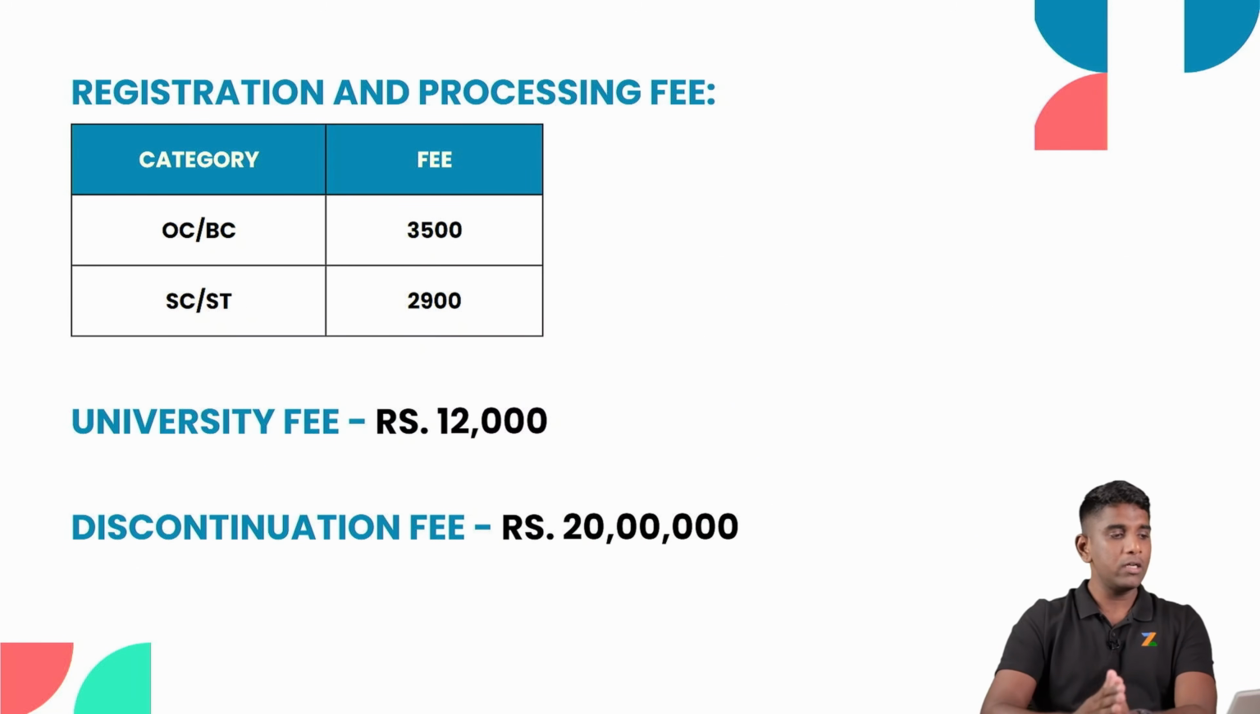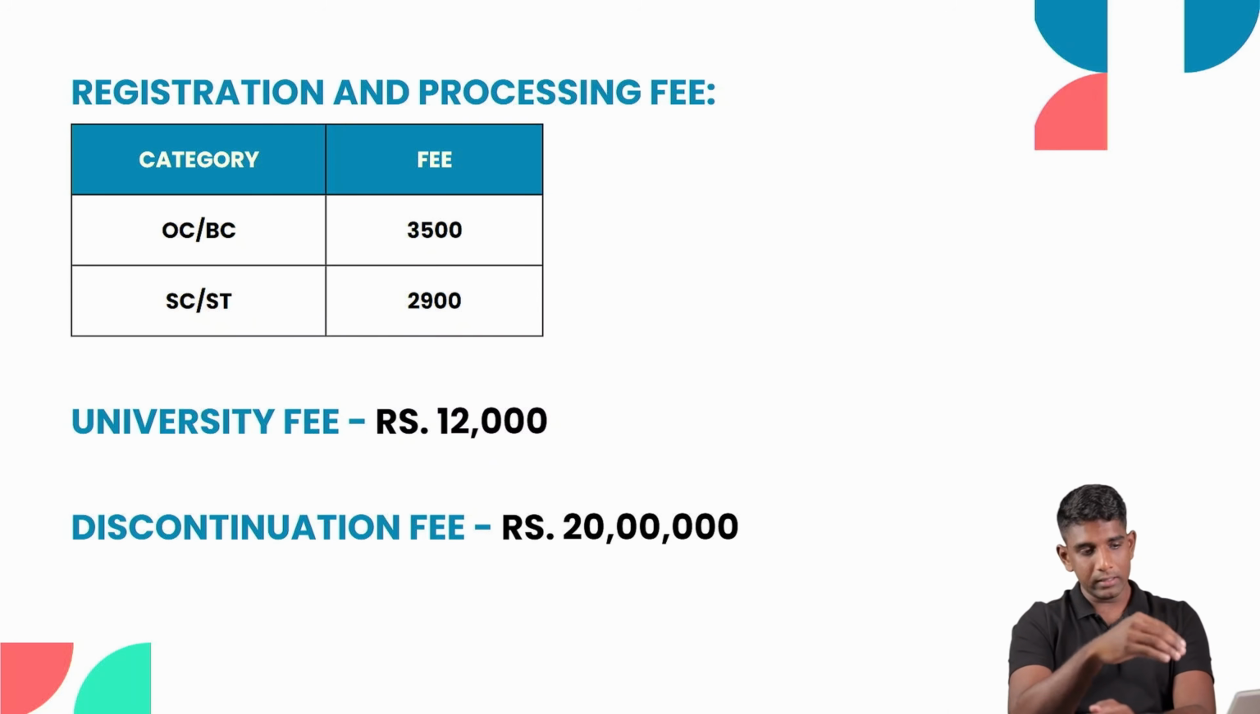Next we go to the registration and processing fee. So this registration and processing fee is for the starting of the application form when you are going into the application form, and you have to pay a registration fee of 3,500 if you are a OC or BC candidate. You have to pay 2,900 if you are a SC or ST candidate.